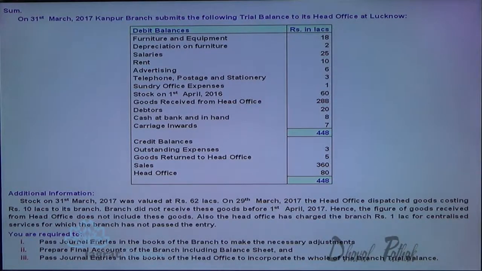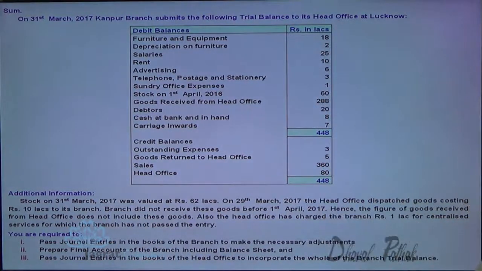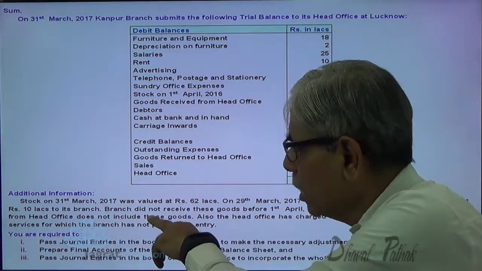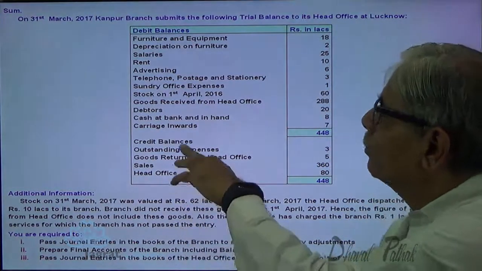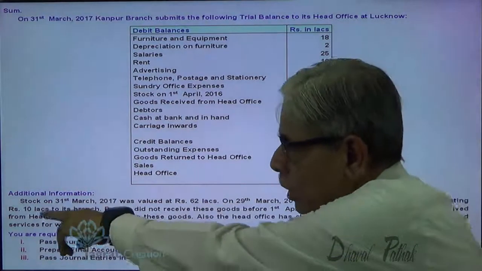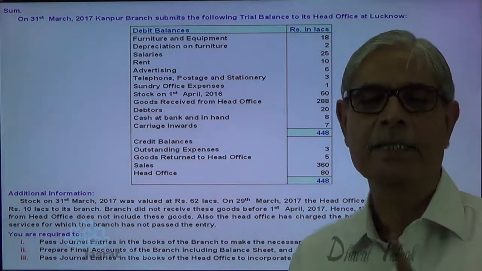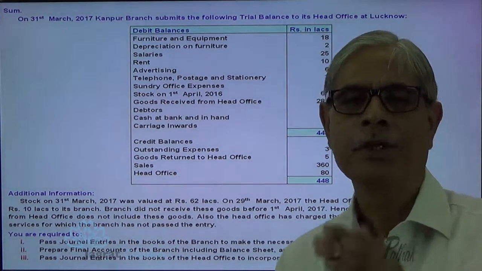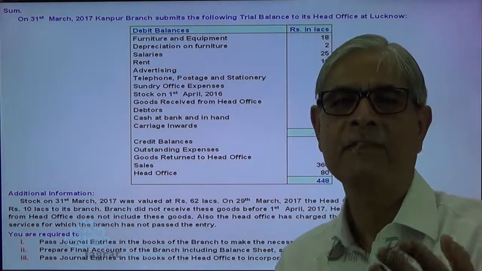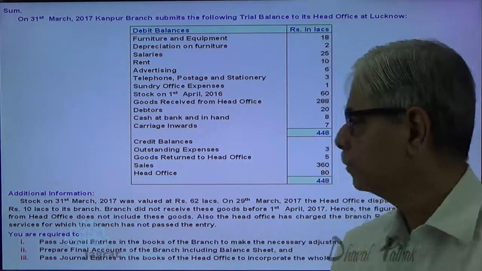On 29th of March 2017, head office dispatched goods costing 10 lakhs to the branch. Branch did not receive these goods before 1st of April 2017. Hence, the figures of the goods received from HO do not include these goods in transit. Now, the adjustment entry for goods in transit is to be recorded at the receiver's end. Here, the head office has sent goods. The receiver end is branch. So, goods in transit adjustment entry will be recorded by branch.